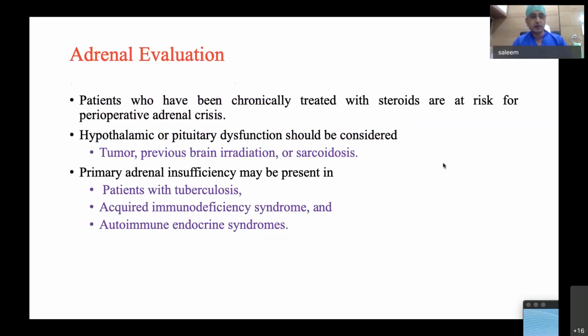Coming to the adrenal evaluation, patients who have been chronically treated with steroids are at risk for perioperative adrenal crisis. Hypothalamic or pituitary dysfunction should be considered in patients who have brain tumor, previous brain irradiation, or sarcoidosis. Primary adrenal insufficiency may be present in patients with tuberculosis, acquired immunodeficiency syndrome and autoimmune endocrine syndrome.